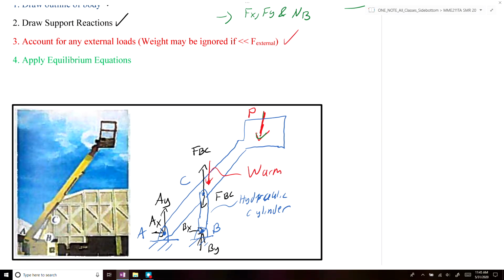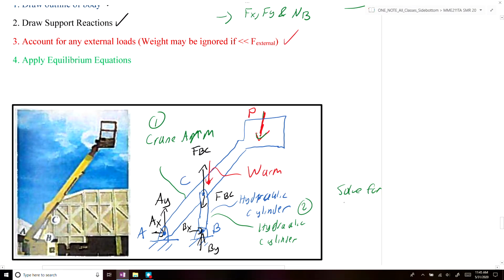So if we treated these two rigid bodies as separate systems, so if we isolated just the crane arm and the hydraulic cylinder, we could solve for all of our unknowns. So we could solve for AX, AY, FBC, B of X, and BY.